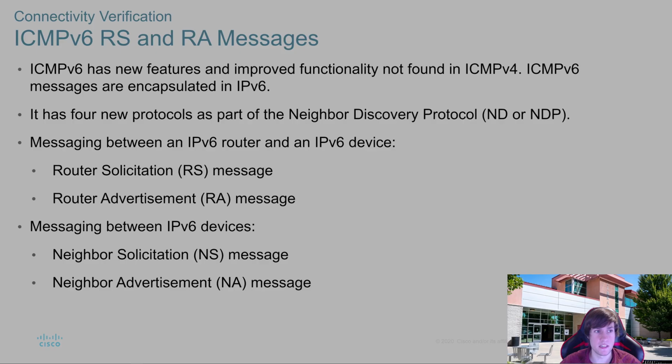ICMPv6 RS and RA messages have new features and improved functionality not found in the v4 version. ICMPv6 messages are encapsulated in IPv6. Makes sense. It has 4 new protocols as part of the Neighbor Discovery Protocol, ND or NDP. Messaging between a router and a device has solicitation, so looking to see what routers are available, and advertisement, with routers saying, hey, I'm available to be talked to. Messaging between IPv6 devices uses neighbor solicitation and neighbor advertisement.